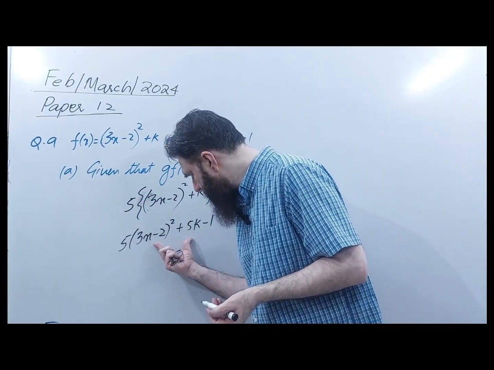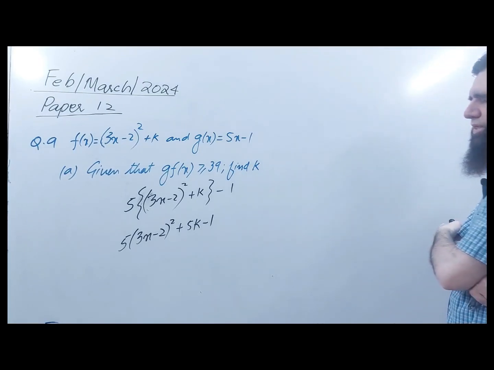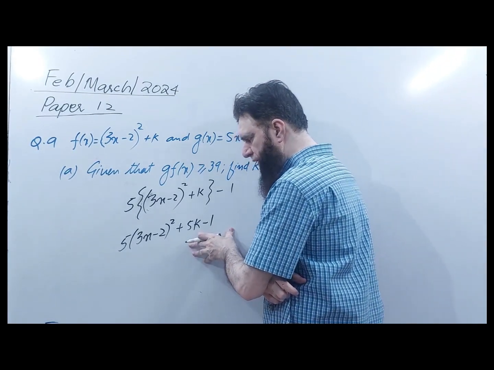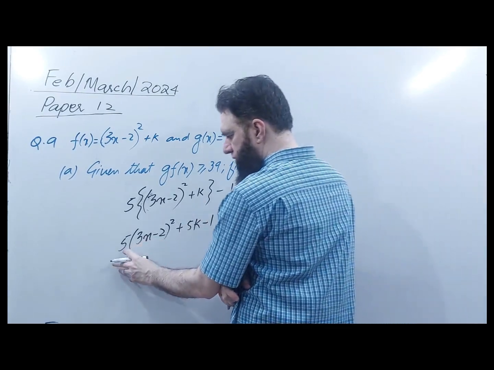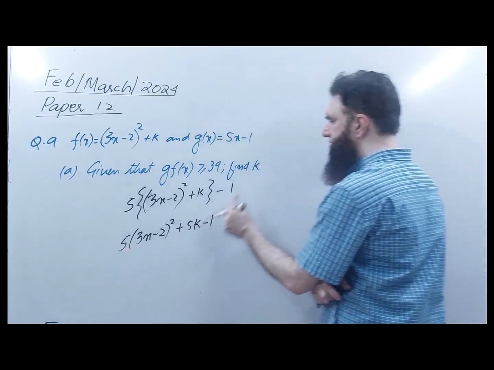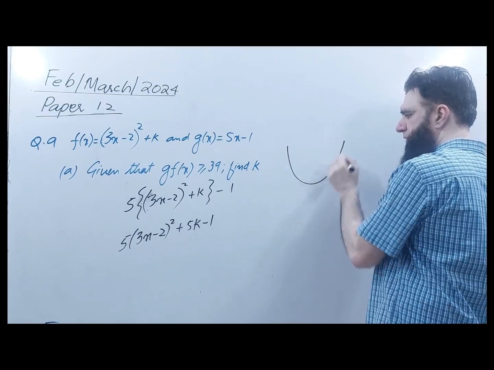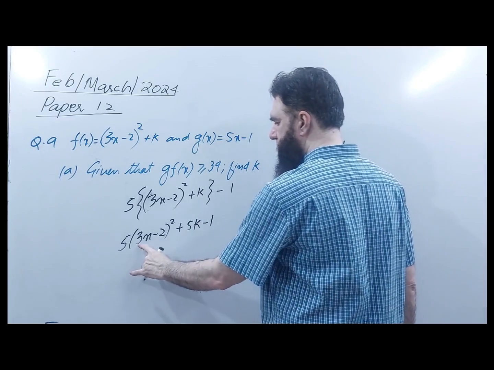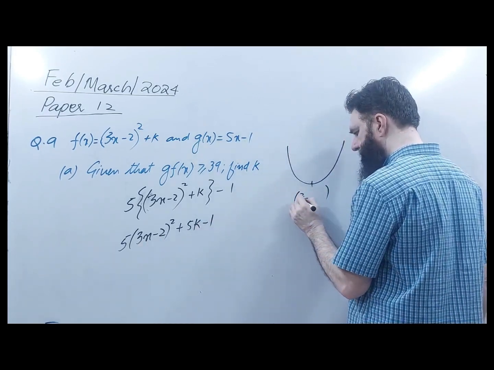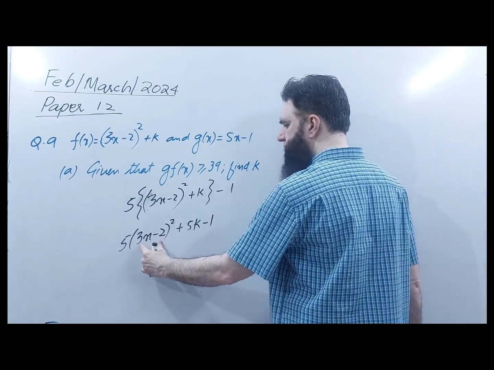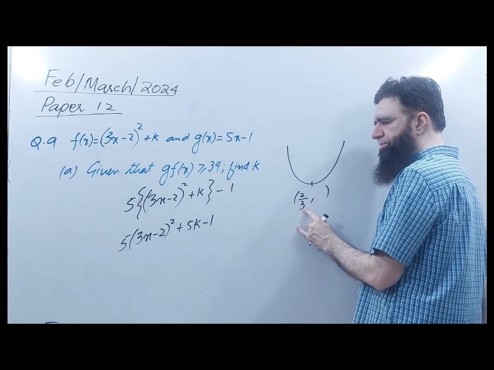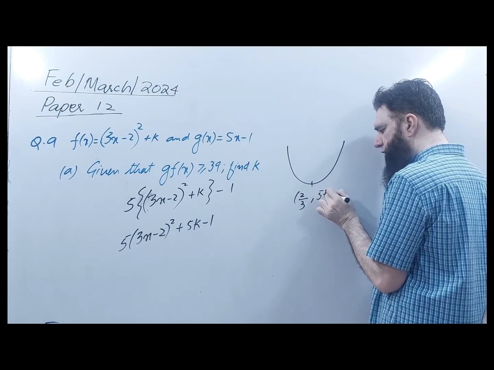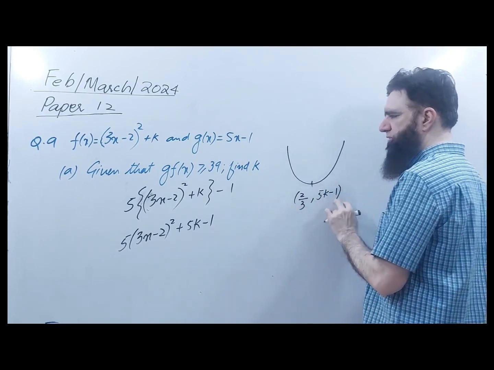Now you can see this is a quadratic function. When this coefficient is positive, it's an open up function. And at this point, what are the coordinates? This is 2 by 3. You put this equals to 0 to find this particular coordinate. And this is the y value. This is the y value of the minimum point, 5k minus 1.